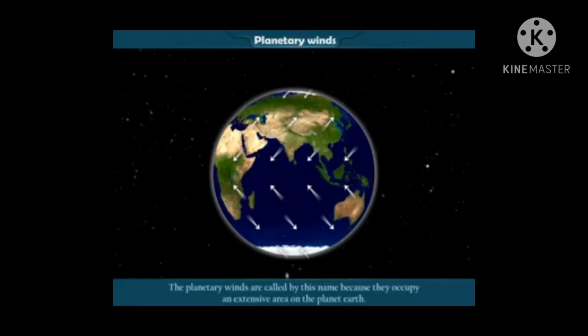Planetary winds are so called because they occupy an extensive area on the planet Earth. These winds blow all around the year. Planetary winds in different regions are known by different names. They are easterlies, westerlies, and the polar winds.